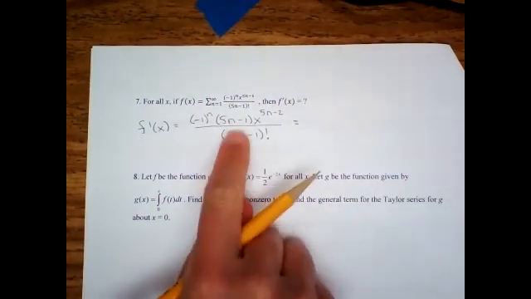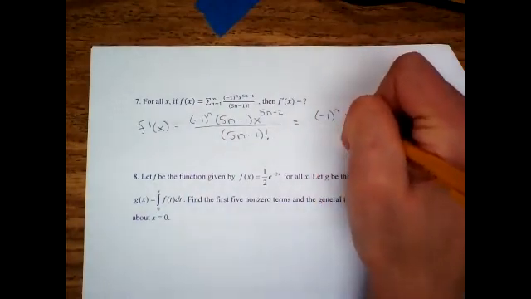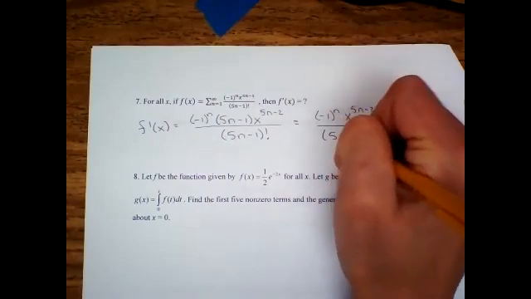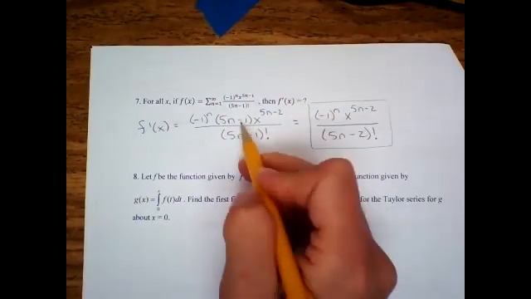And then just to simplify that, one of the 5n minus 1s is going to cancel. And so this will be over 5n minus 2 factorial. This is your final answer. So I just canceled one of those out.